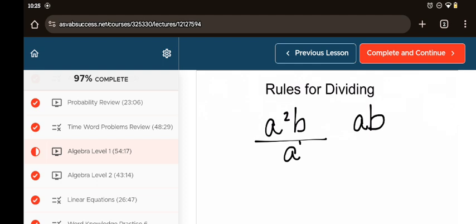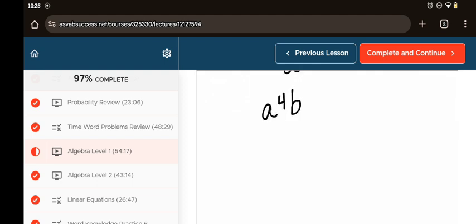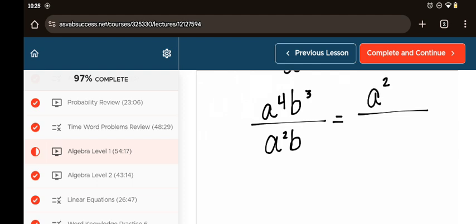Okay? Another example is, let's make it a little more complicated. Here we have a to the 4th minus the 2 from the bottom. So it's a squared, because 4 minus 2 is 2. Here, b, this has an exponent of 1. This is 3 minus 1, so it's also 2. Nothing is negative, so nothing goes on the bottom.